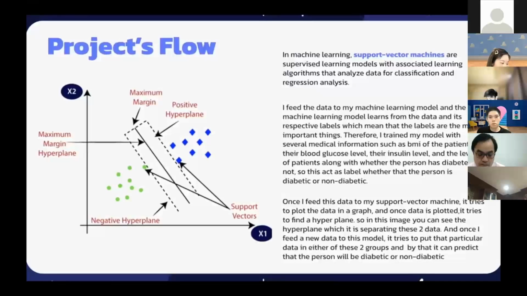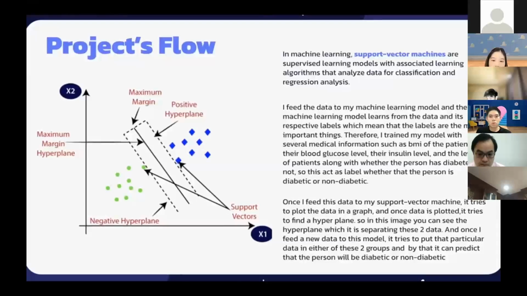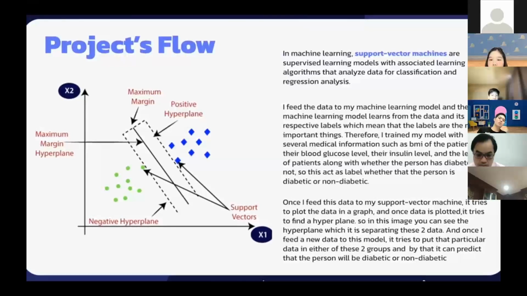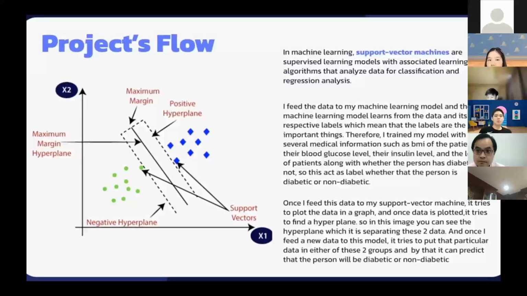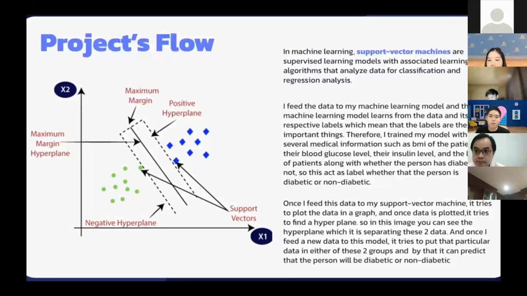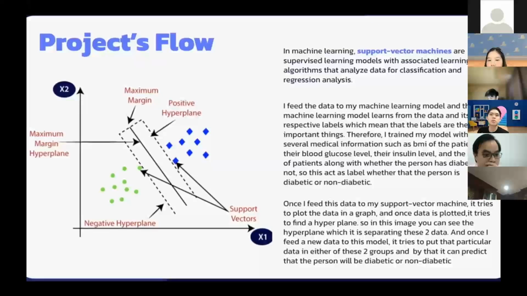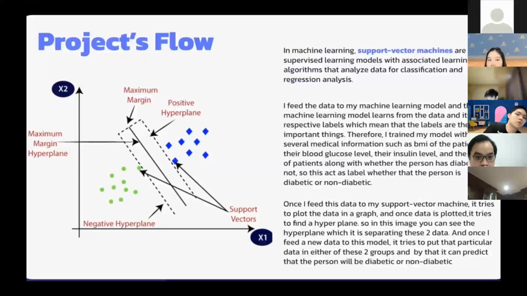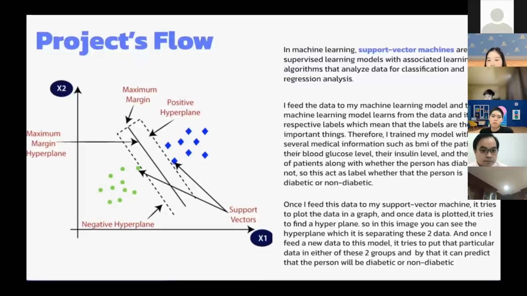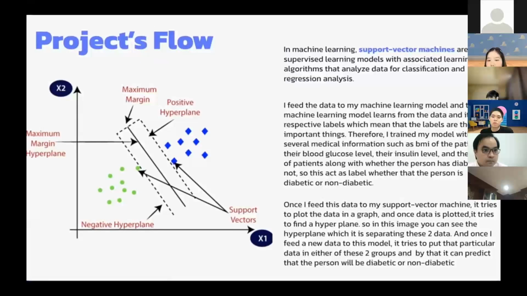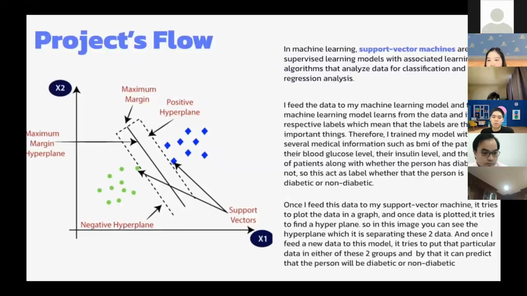And once I feed this data to my support vector machine, it tries to plot the data in a graph, and once the data is plotted, it tries to find a hyperplane. So in this image, you can see the hyperplane which is separating these two data. And once I feed a new data into this model, it tries to put that particular data in either of these two groups, and by that it can predict that the person will be diabetic or non-diabetic.